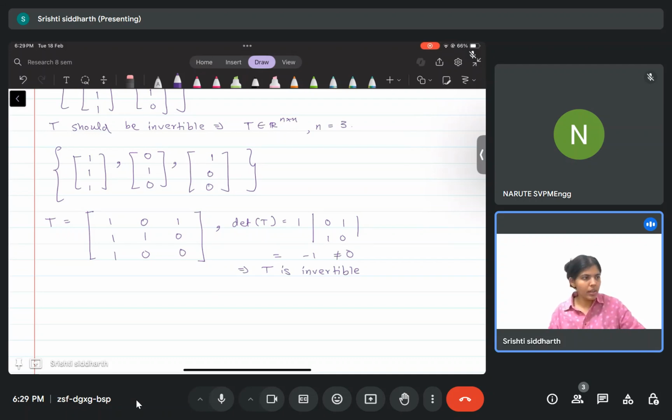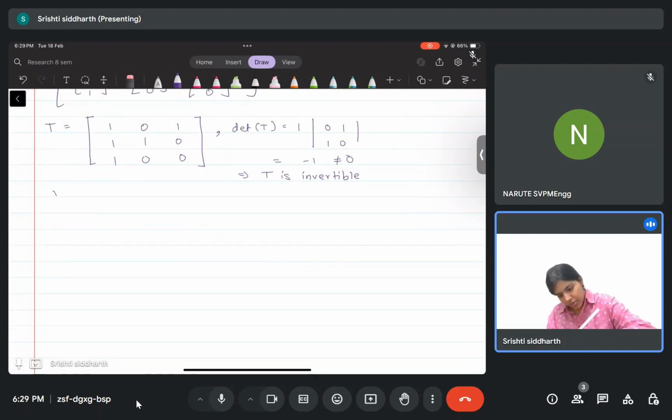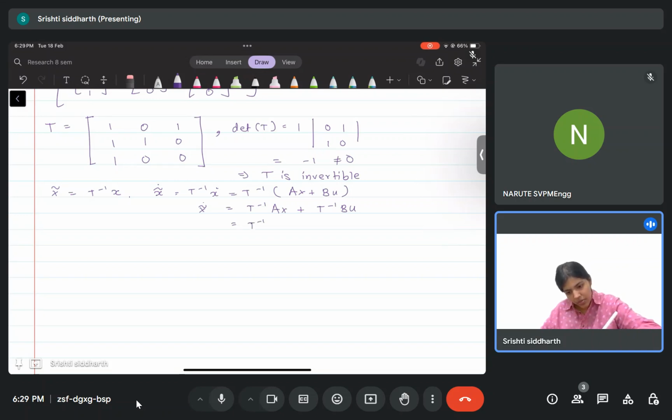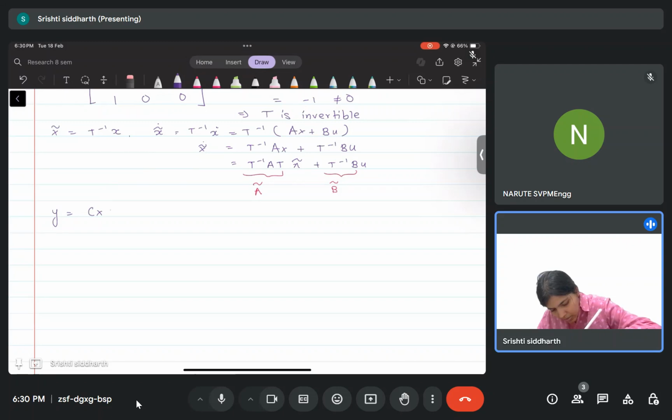Alright, so we have T inverse then. So let's say that after the transformation, we have new states x tilde, which are given by T inverse of x. Okay. So then we have x tilde dot equals T inverse x dot. And now we just substitute this Ax plus Bu. And since this is a system in x tilde dot, we need to substitute x also. So it's T inverse A times x tilde plus T inverse Bu. So now we have new matrices. Let's denote them as A tilde and B tilde. Similarly, for the output equation, we would have y equals Cx plus Du, which is C T inverse x tilde plus Du. This is the new C matrix.